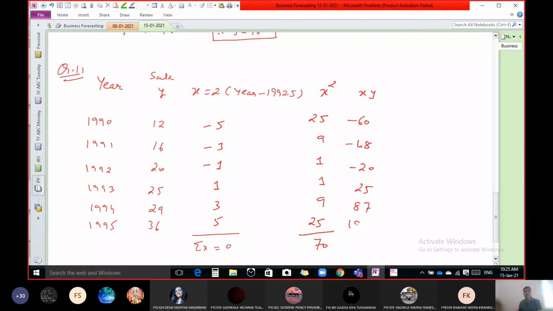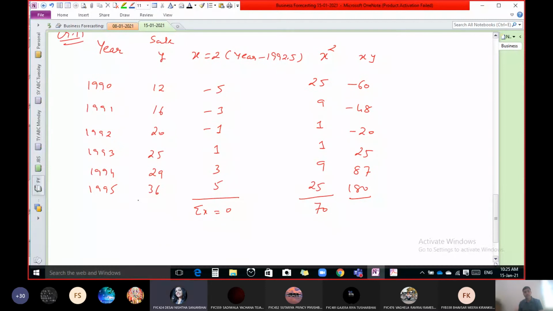And then 180. Now make the total of y and xy. Here the total is 138. This is nothing but sigma y. And what is sigma xy? 164. And what is n here? 6. Correct.